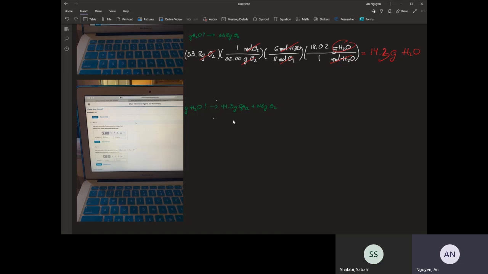Do you understand what a limiting reactant is? No, I don't. What's limiting? A limiting reactant is a reactant that is used up first. So when you mix two things together, one of them is going to be used up first. And once the limiting reactant is used up, the reaction stops because there are no more reactants.